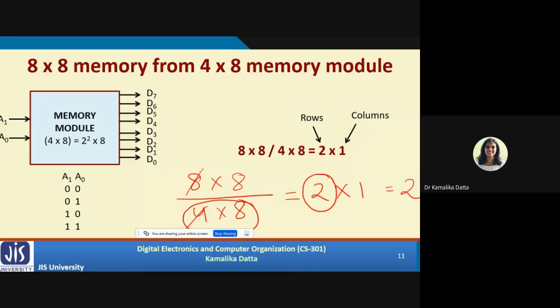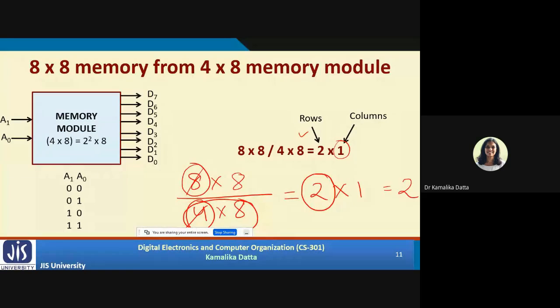But how will the modules be organized? The modules will be organized as 2 rows. So whatever you get by dividing with the address, that will give you the number of rows. And whatever you get by dividing the columns, that gives you the number of columns.